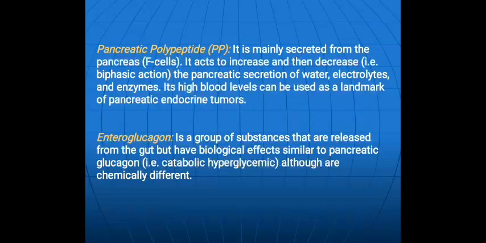The pancreatic polypeptide, PP. It is mainly secreted from the pancreatic F cell. It has a biphasic action, it acts to increase and then decrease the pancreatic secretion of water, electrolyte and enzyme. Its high blood level can be used as a landmark of pancreatic endocrine tumor.